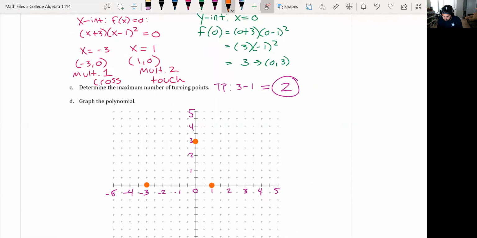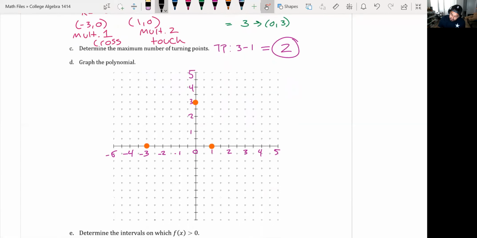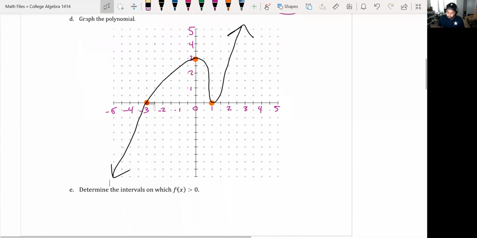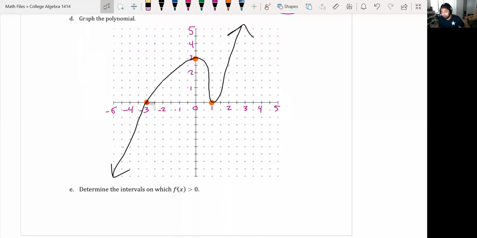-3 and 1, that's going to look super weird. Come down and graph, and we go bottom left to top right. So we'll come up, cross, do it in one go, touch, and go. Okay, there's our graph. And now we have done all of this just to answer one simple question.